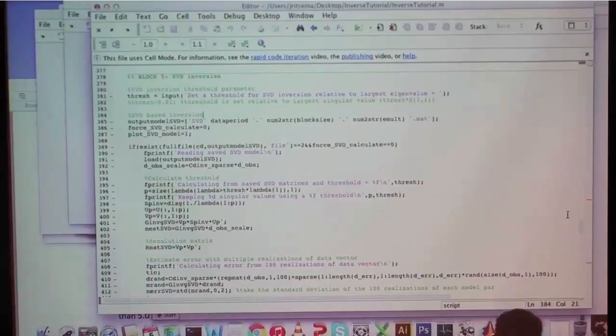The way I think of an SVD inversion is that you are essentially just choosing the number of model parameters that you want to invert for. So think of a tomographic model as a sum of models. We have something like 1,600 model parameters, right? So think of a model as a sum of 1,600 models. That sum would then represent the tomographic model.